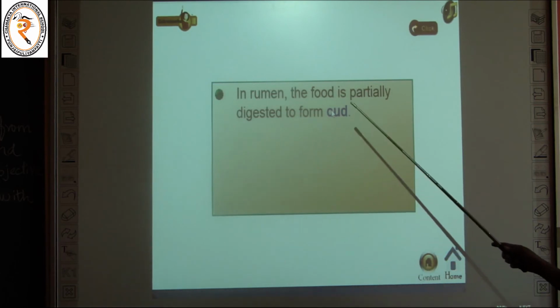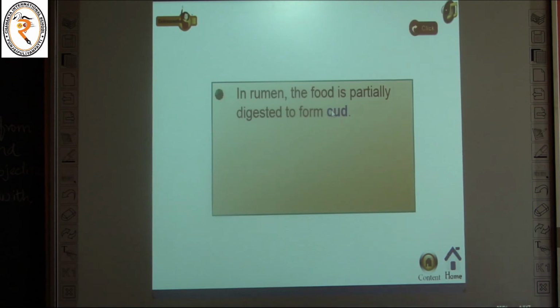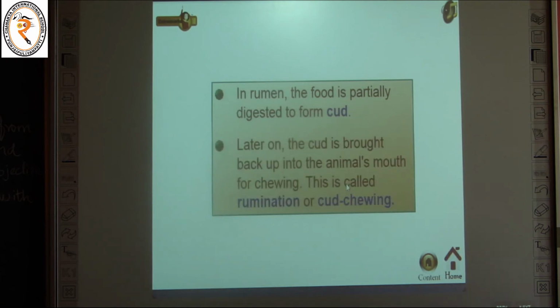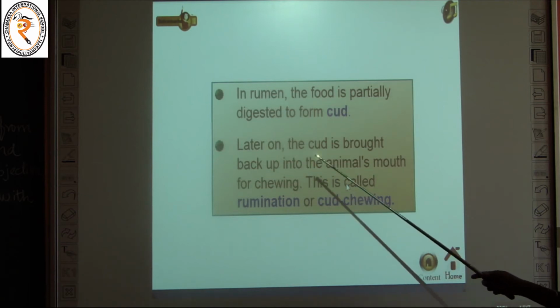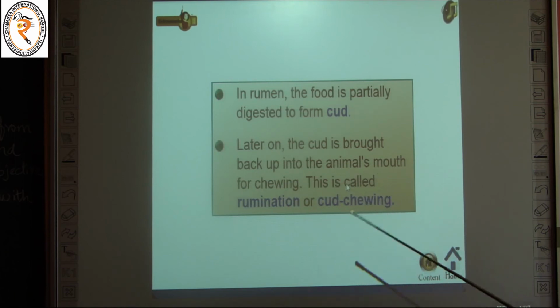In the rumen, the food is partially digested in the form of cud. So, what is called cud? The partially digested food is called cud. Make a note. The partially digested food of grass-eating animals is called cud. Later on, the cud is brought up into the animal's mouth for chewing. So, this is called rumination or cud chewing.